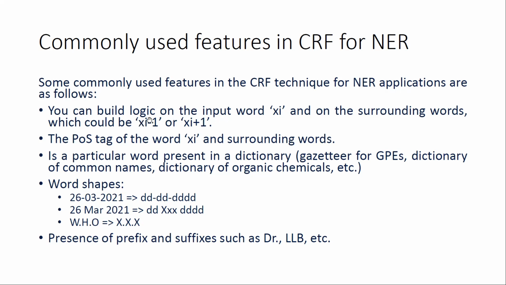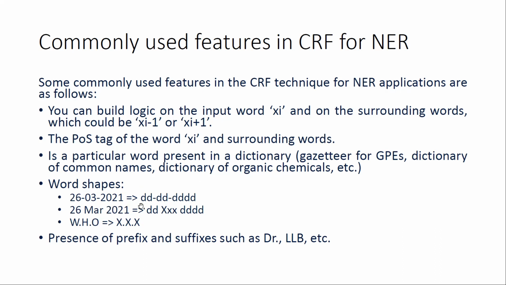So let's see. You can build logic on the input word xi and on the surrounding words, which could be xi minus 1 and xi plus 1. So we also have to see whether, by looking at the surrounding words, we can tell something on that basis. We can also use the previous tag of the word xi and the previous tags of the surrounding words. And we can also look for a dictionary. For example, if you are into organic chemistry and working on, let's say, some chemical reaction, a normal dictionary will not have those words, so we will need an organic chemistry dictionary. Similarly for botany and any other medical dictionary. So there are very specific dictionaries. We need to find multiple dictionaries depending on our use case or vocabulary, right? So we need to select that particular dictionary and work around it.